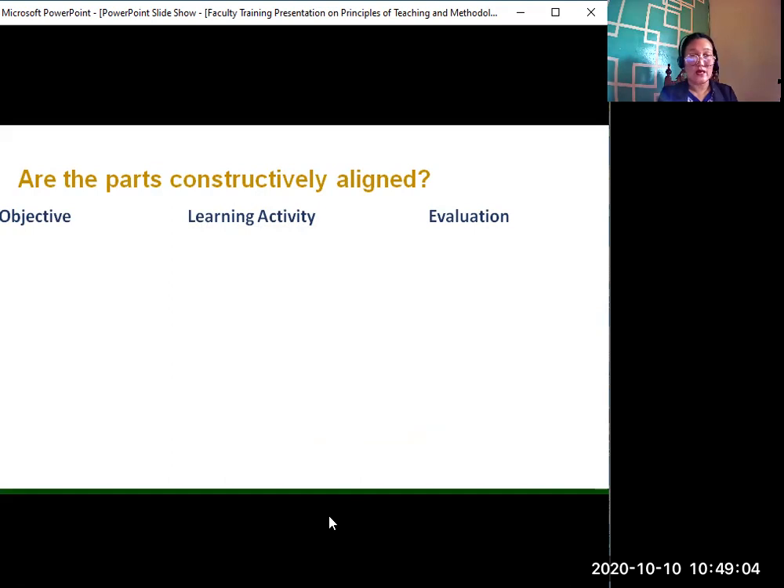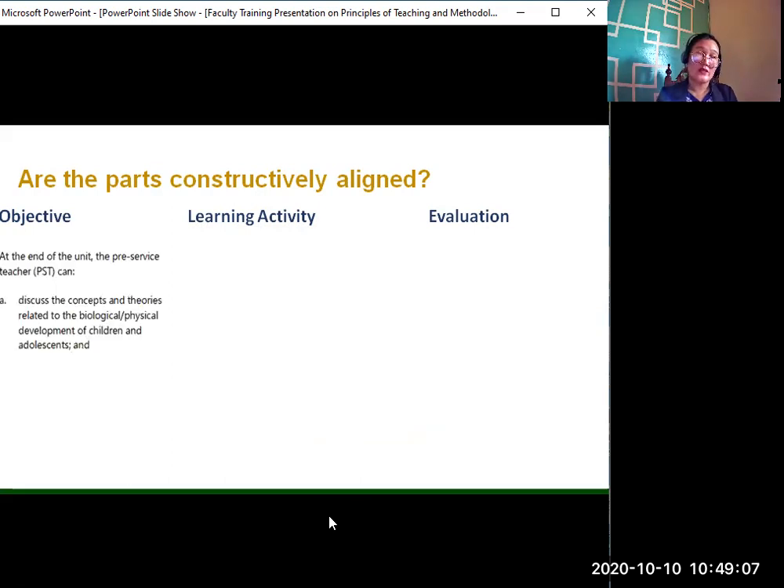Let us look at the objective. The objective of this particular syllabus: at the end of the unit, the pre-service teacher can, so we can see the time-bound characteristic of the objective, discuss, so it uses an outcome verb, the concepts and theories, so this is the criterion, related to biological and physical development of children and adolescents. So these are the important conditions given.